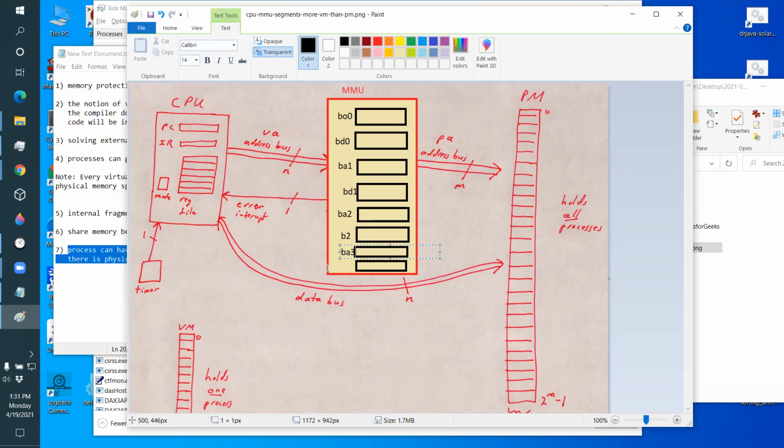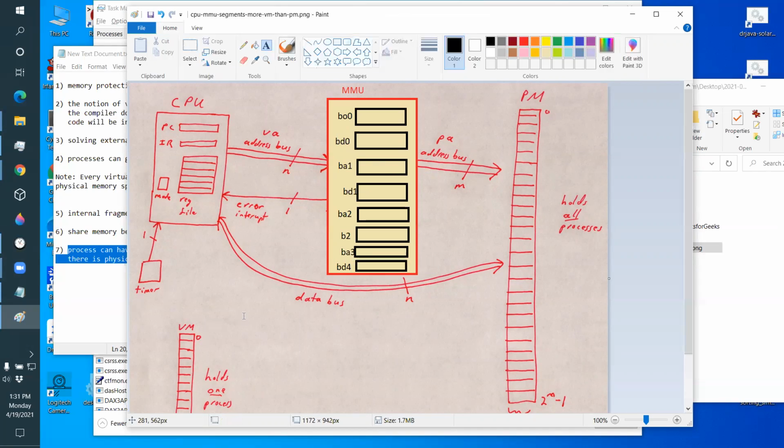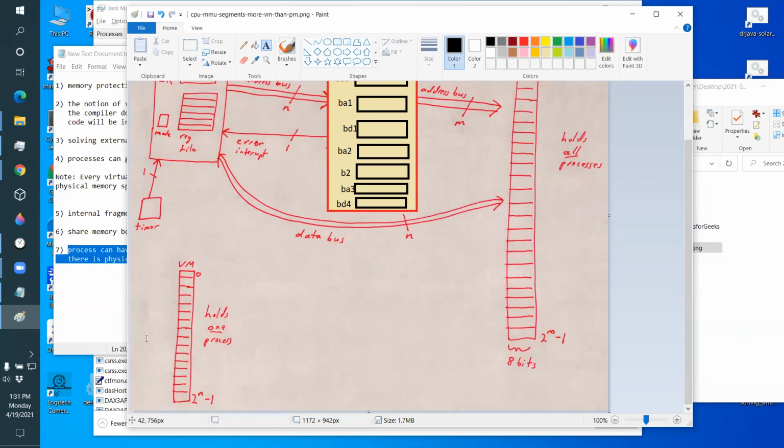Now, the trick here is to not think about a program like this, where it's got one big virtual memory space. We want to think of a program as being made up of what's called overlays. So here's what I'm going to do: instead of thinking of this as a virtual memory space, I'm going to call this an overlay.